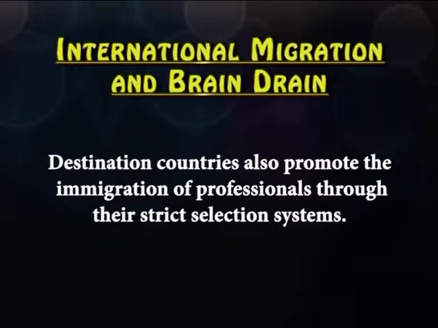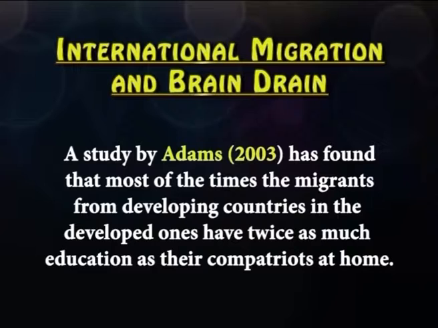Destination countries also promote the immigration of professionals through their strict selection systems. This practice, popularly called cherry picking, in the sense of attracting the best and the brightest from poor countries, deprives the latter of the most qualified individuals for which they have made heavy investments in education and human capital, often at the public expense. A study by Adams has found that most of the time the migrants from developing countries in the developed ones have twice as much education as their compatriots at home.